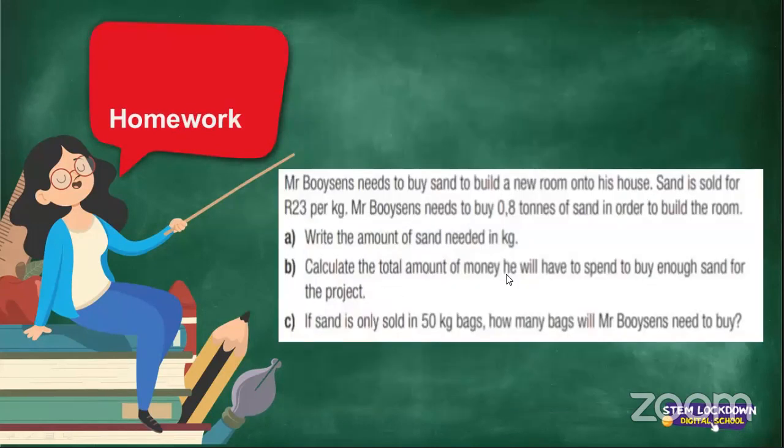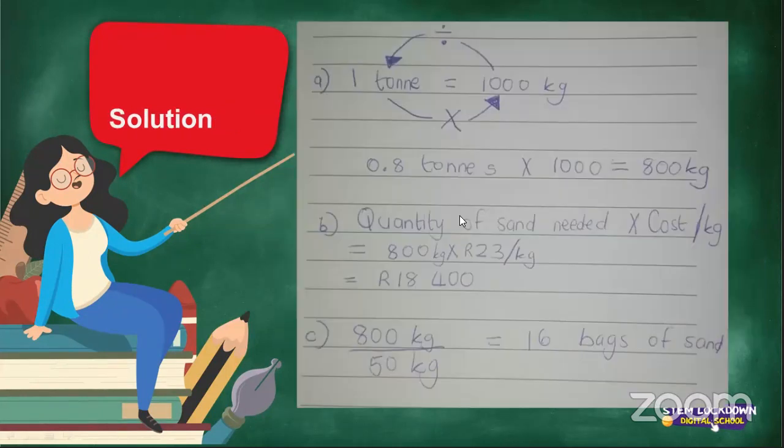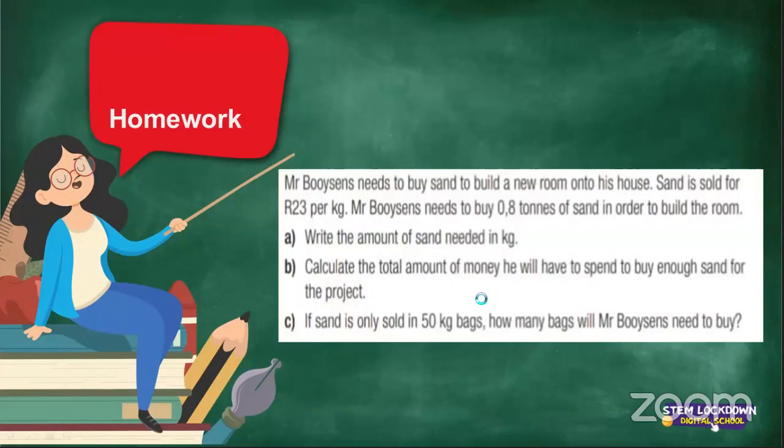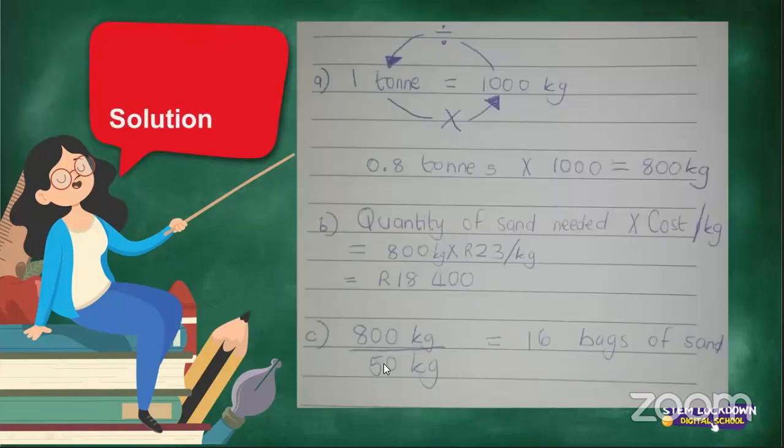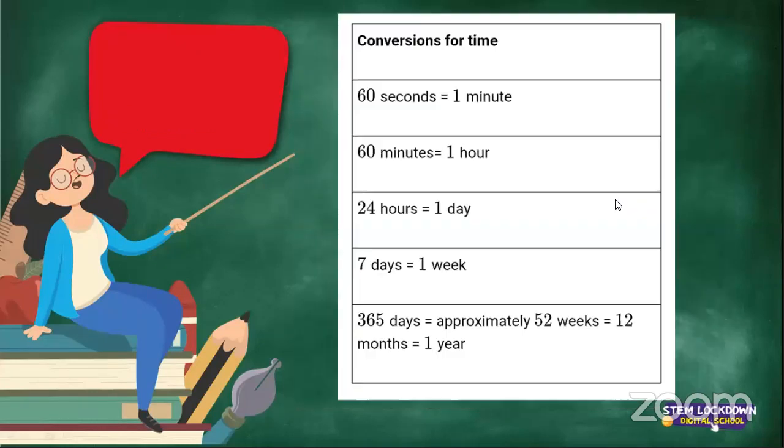Then we calculate the total amount of money he will have to spend to buy enough sand for the project. We are told that it costs 23 rands per kilogram. So the quantity of sand needed multiplied by the cost per kilogram is going to be 800 multiplied by 23, which is 18,400. Then the last part is, if sand is only sold in 50 kg bags, how many bags will Mr. Poisons need to buy? So it's going to be the 800 kg that he has divided by 50 kg. So that was the homework for day before yesterday. I hope you understand. I'm moving on to today's lesson.